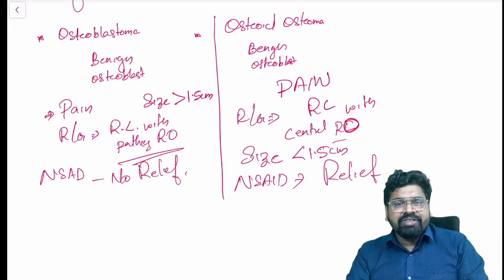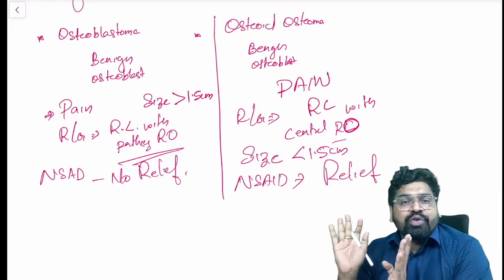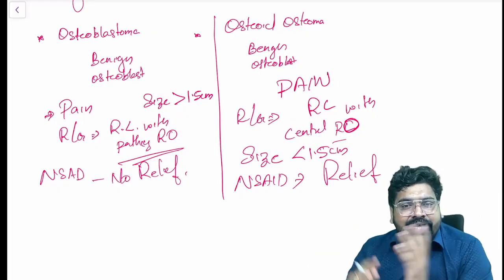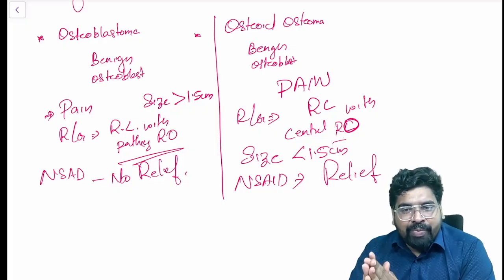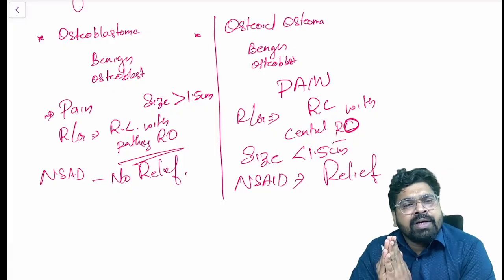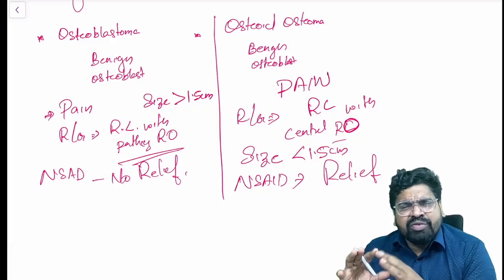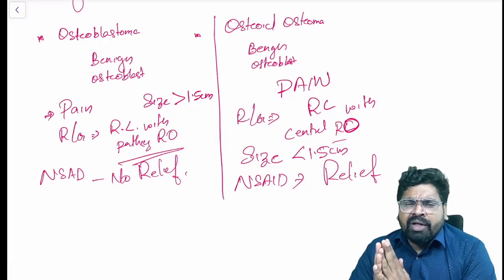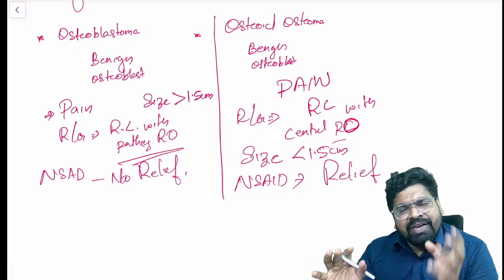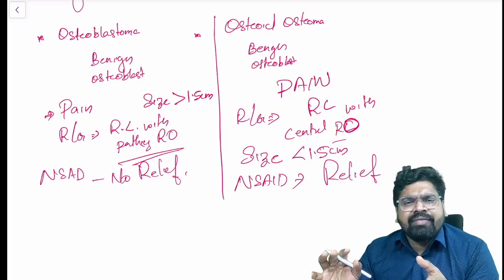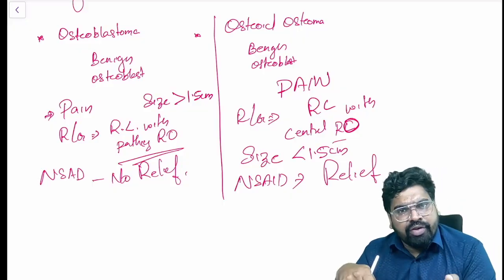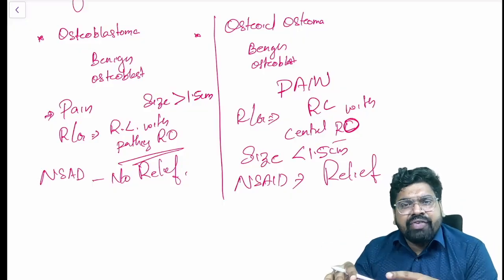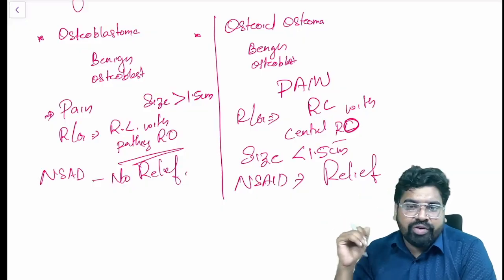So this is the main difference between osteoblastoma and osteoid osteoma. Very simple. Both are benign tumors of your osteoblast. Both have pain. Both will have a similar radiolucent and radiopaque radiograph. The size is greater than 1.5 centimeters in osteoblastoma and less than 1.5 centimeters in osteoid osteoma, and the pain is relieved by NSAIDs in osteoid osteoma.